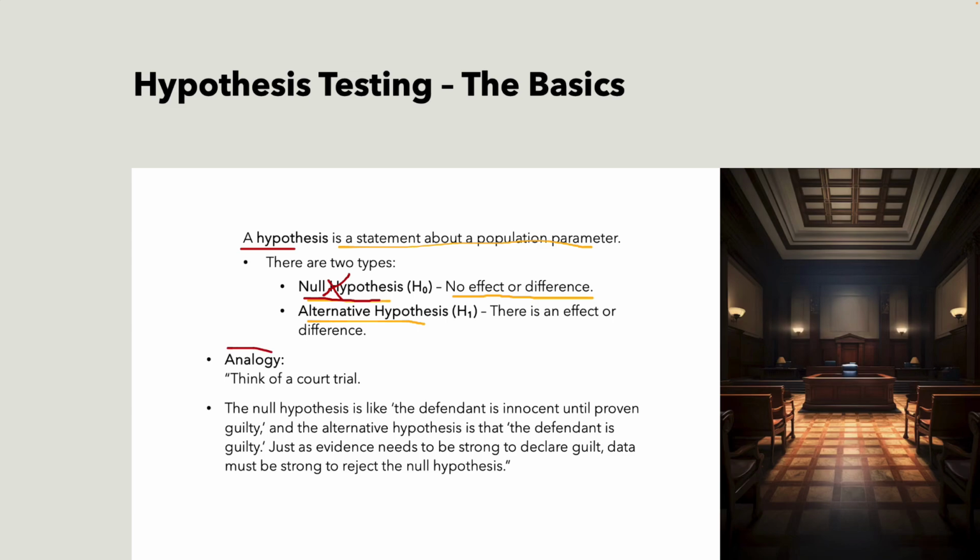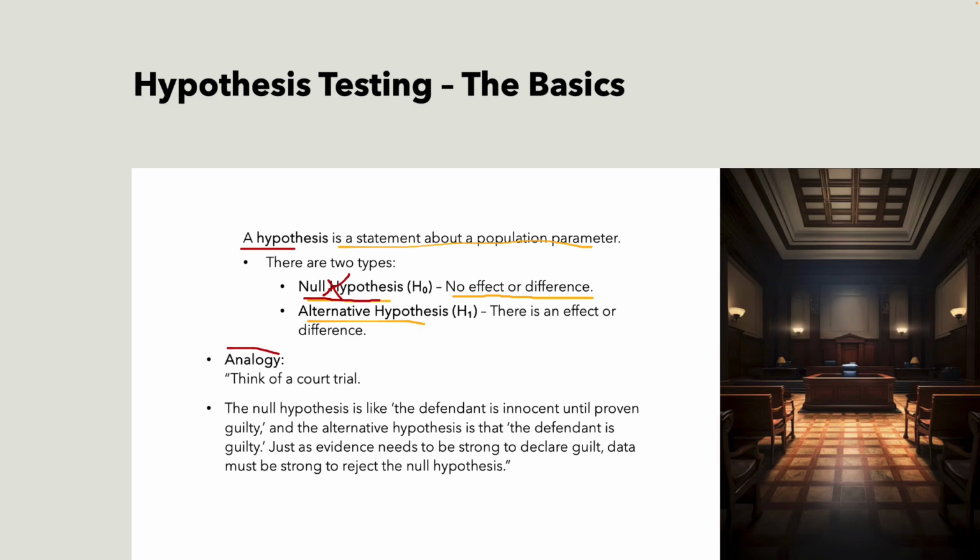And here's an analogy. The null hypothesis is like the defendant. He is innocent until proven guilty. And the alternative hypothesis is the defendant is guilty, right? So what I'm saying is that this thing is true until I prove it untrue. That's what this is saying here. So I have to say there is no difference between diabetics and lean healthy individuals.